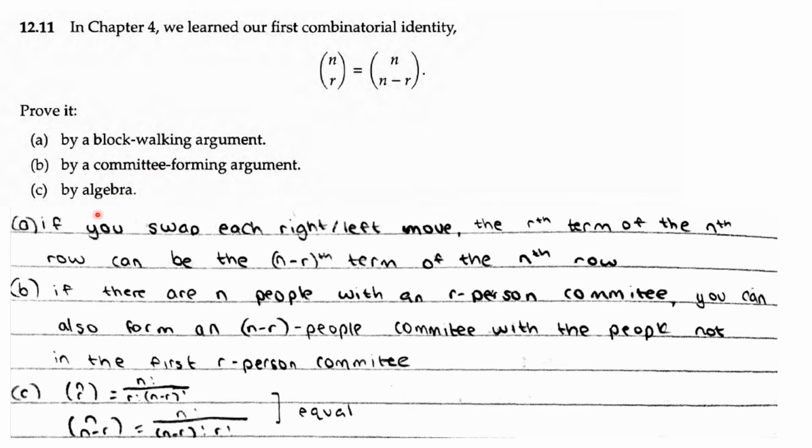So A, if you swap each left or right move, the rth term of the nth row can be the n minus rth term of the nth row. So like if you have Pascal's triangle and you swap each move, then it's the same.